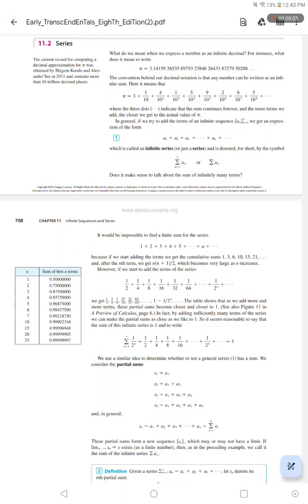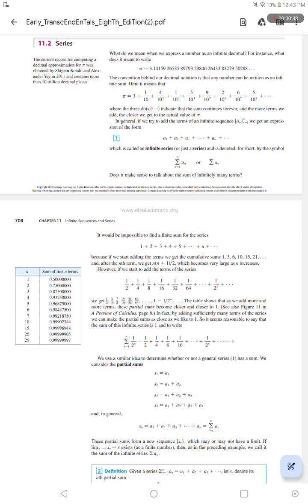Section 11.2 Series. The current record for computing a decimal approximation for pi was obtained by Shigeru Kondo and Alexander Yee in 2011. It contains more than 10 trillion decimal places.